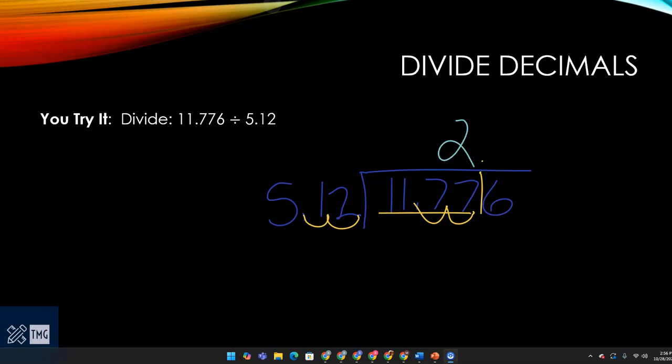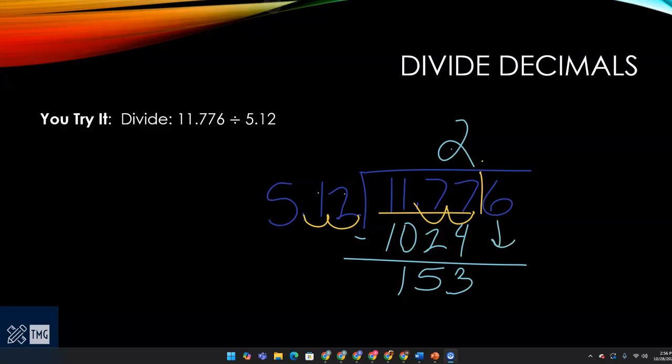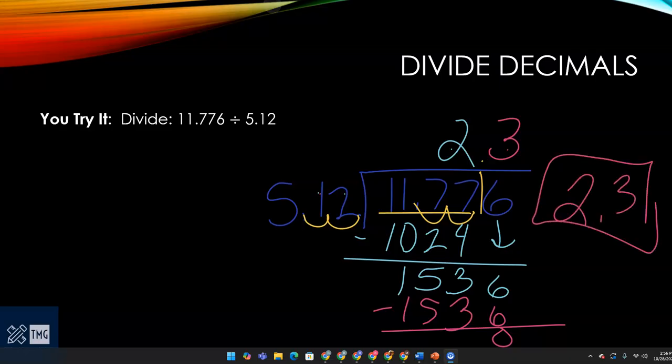All right, let's multiply. 2 times 2 is 4. 2 times 1 is 2. 2 times 5 is 10, and we subtract. So 3, 5, 1. Bring down my 6. So now I think, how many times does 512 go into 1536? Well, let's try 3 because it's more than the 1024. So 3 times 2 is 6. 3 times 1 is 3. 3 times 5 is 15. So when I subtract, I have nothing left over, and my quotient is 2.3.